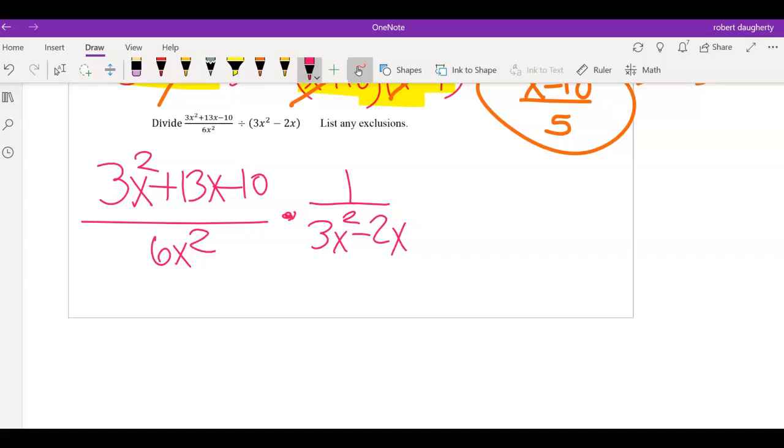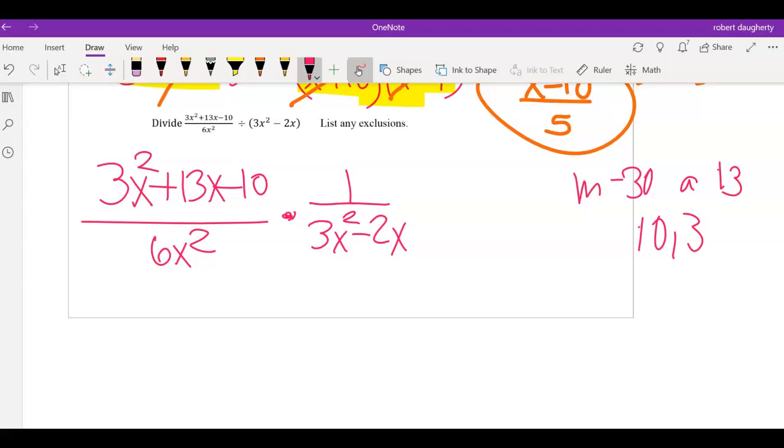So we look at the first numerator. Are there two numbers that multiply to negative 10 and add to 13? Excuse me, I've got a problem there. They don't multiply to negative 10, they multiply to negative 30. So two numbers that multiply to negative 30 and add to positive 13. So that's going to be a 10 and a 3.